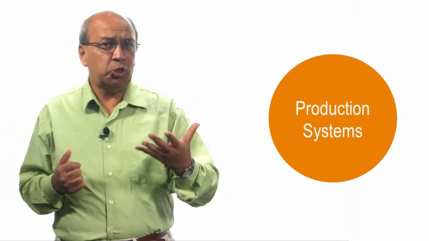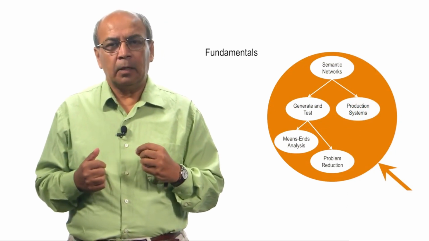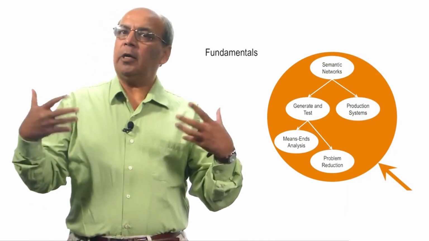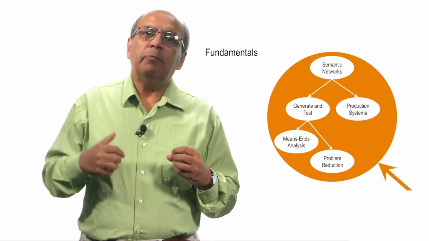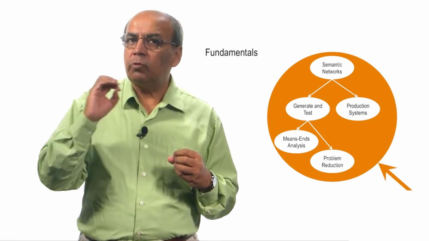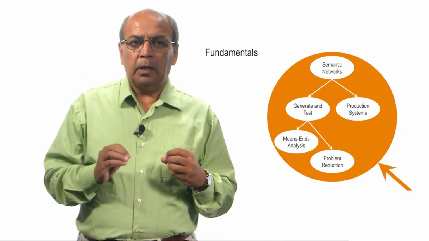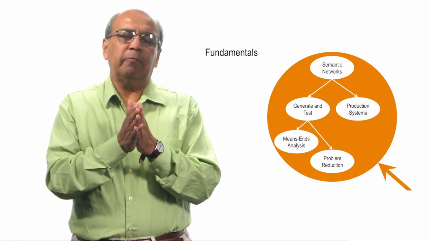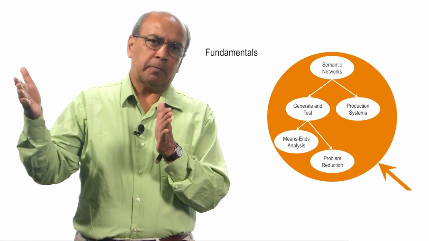Today we'll talk about production systems. I think you're going to enjoy this because part of production systems is going to do with learning, and this is the first time in the course we'll be talking about learning. Production systems are a kind of cognitive architecture in which knowledge is represented in the form of rules. This is the last topic under the fundamental topics part of the course.